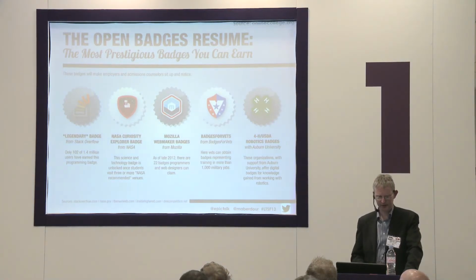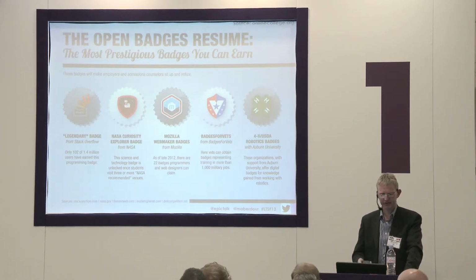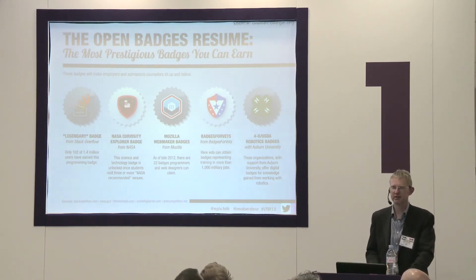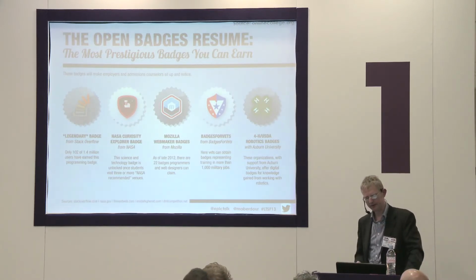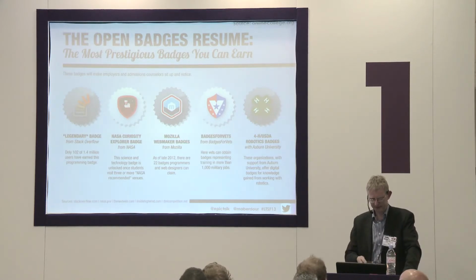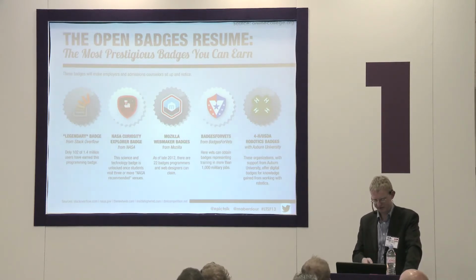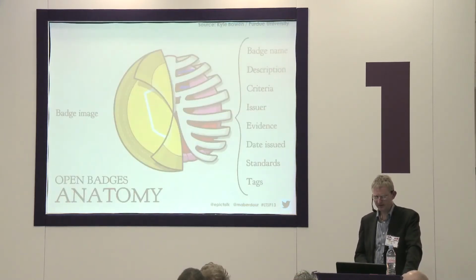Some examples of badges that are in use out there already, and these are some good ones. The Stack Overflow one is a nice example. It's a programming site, so it's a particularly geeky example. But of their 1.5 million users, only 100 have attained this legendary badge status, which really shows how it can be used in that kind of reputation building sense. But a few other examples there. Mozilla Webmaker Badge, we'll look at that in a bit more detail shortly. NASA, so some big names involved in badges.